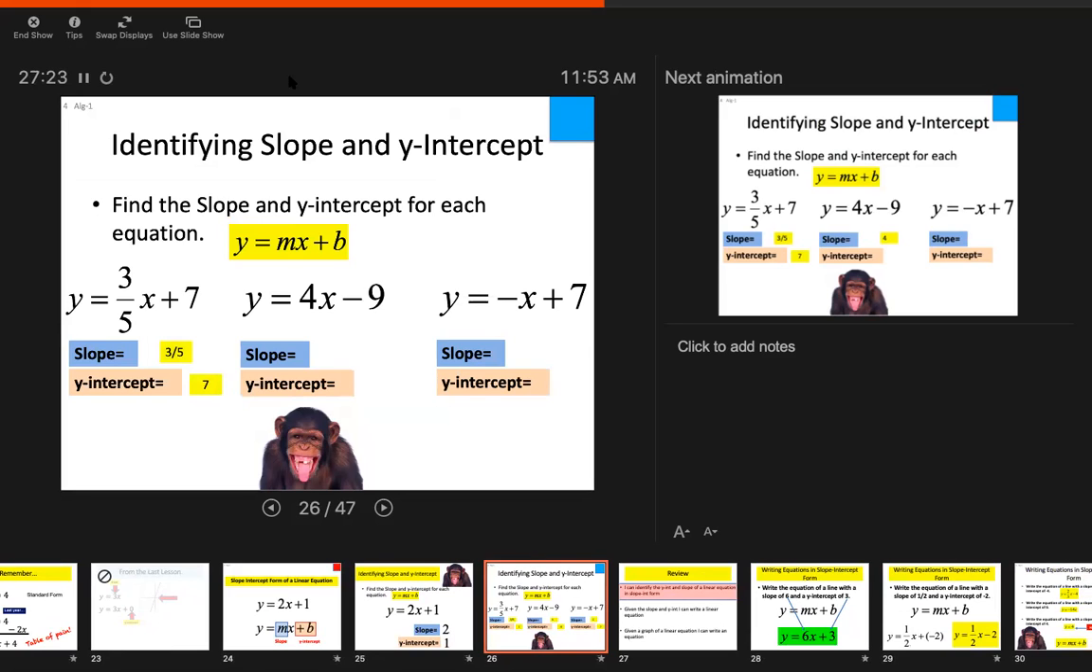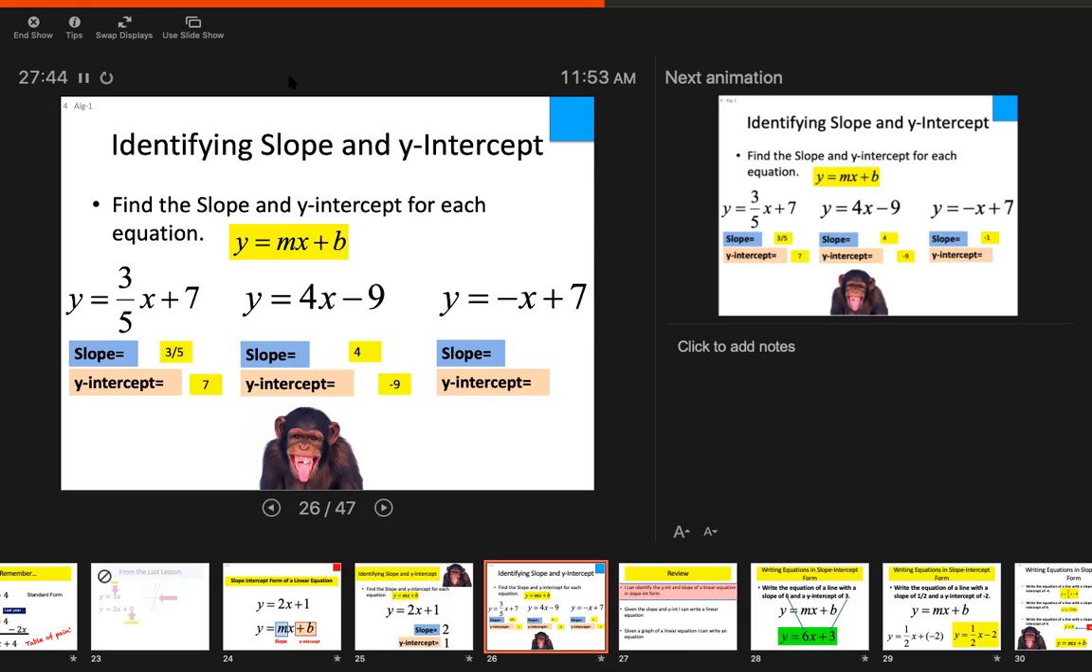Aiden, slope and intercept of the middle one. 4 is the slope and 9 is the intercept. Wrong. Oh, -9. Now it's right. Aiden, I just forgot the negative. All right. You got to be a smart monkey.